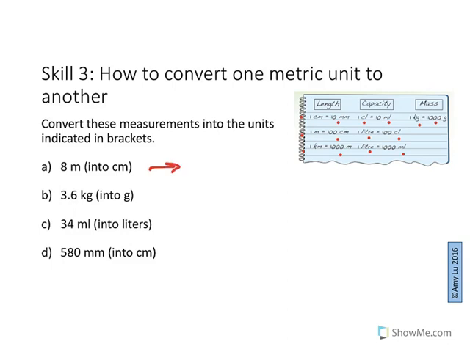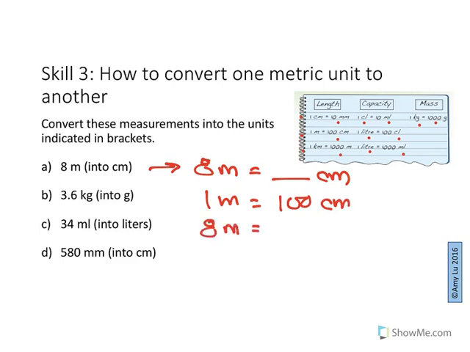So if I show the first one, 8 meters into centimeters, well, I know that for every 1 meter, I have 100 centimeters. So for 8 meters, I'm going to multiply by 8. So this makes 800 centimeters. So at this time, pause.